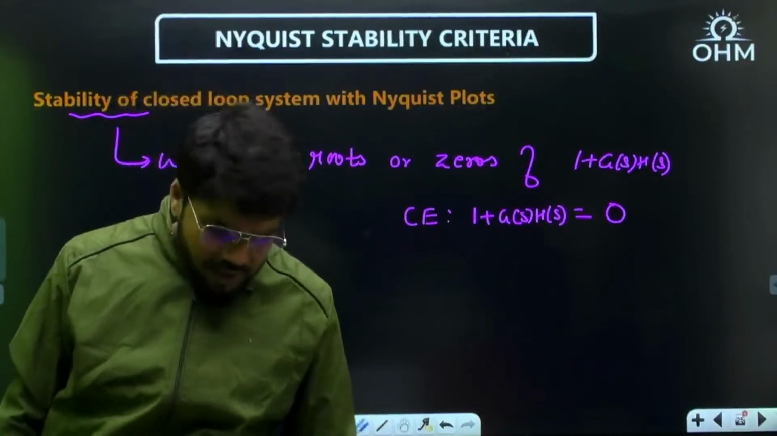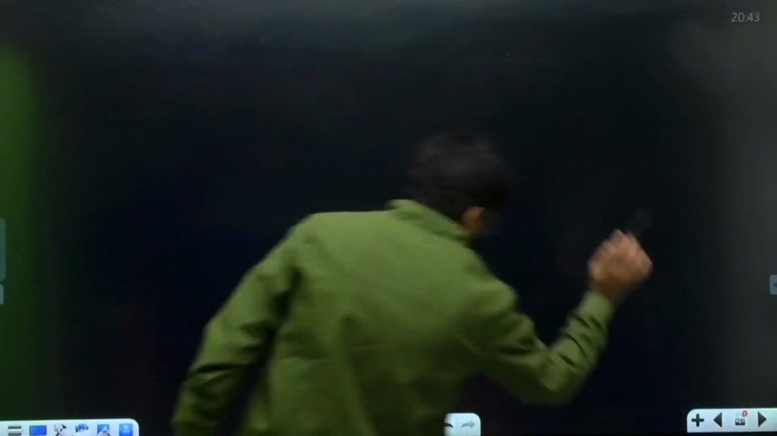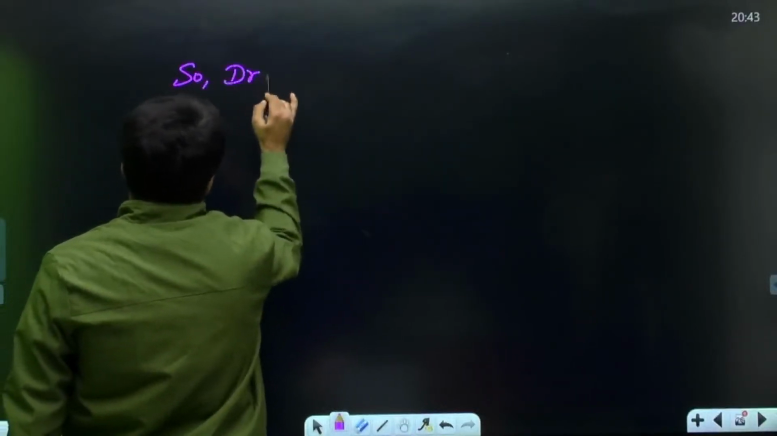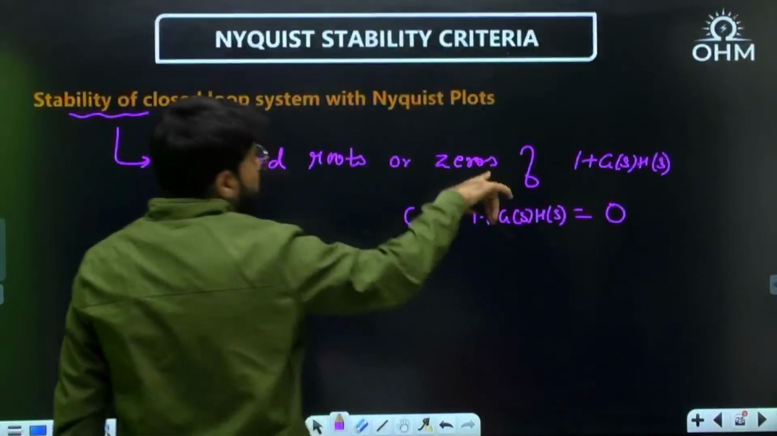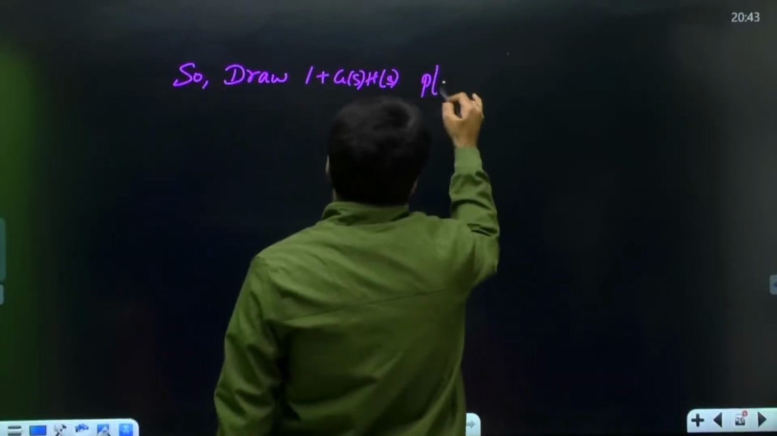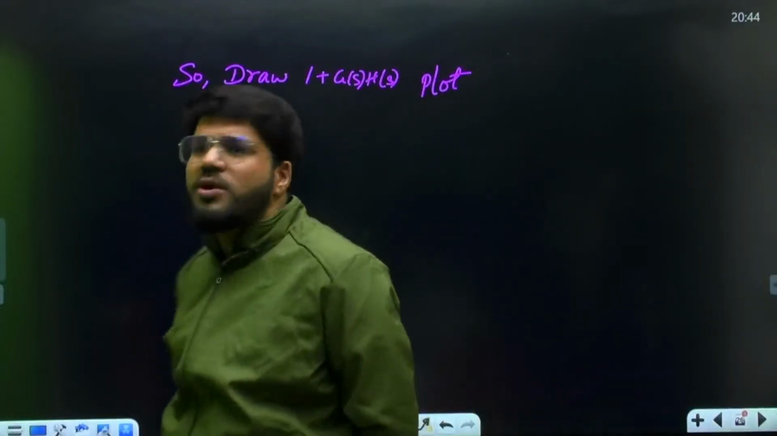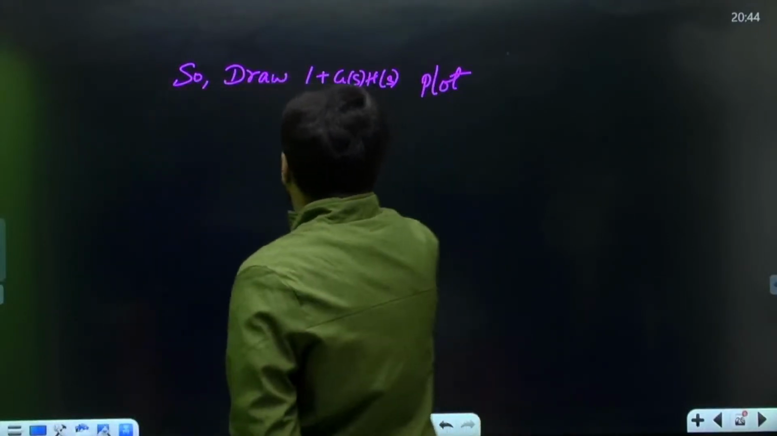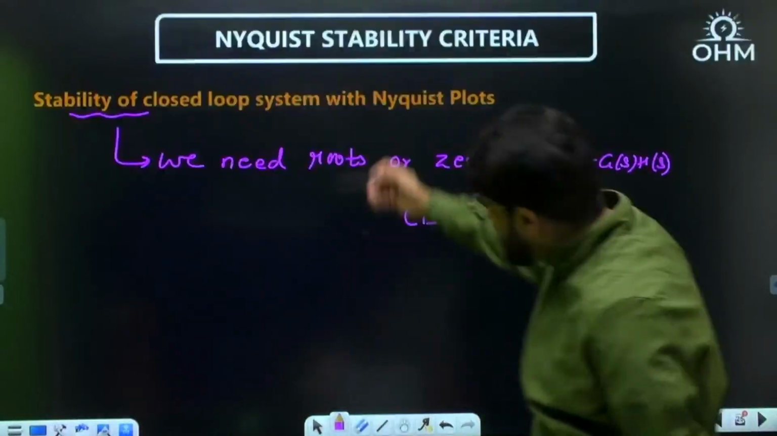Now that means some modification is to be done. What is that modification? There are two things. If you need the information about zeros of 1 plus G(s)H(s), better draw the 1 plus G(s)H(s) plot. You don't have to draw the G(s)H(s) plot, you should actually draw the 1 plus G(s)H(s) plot, or vice versa.